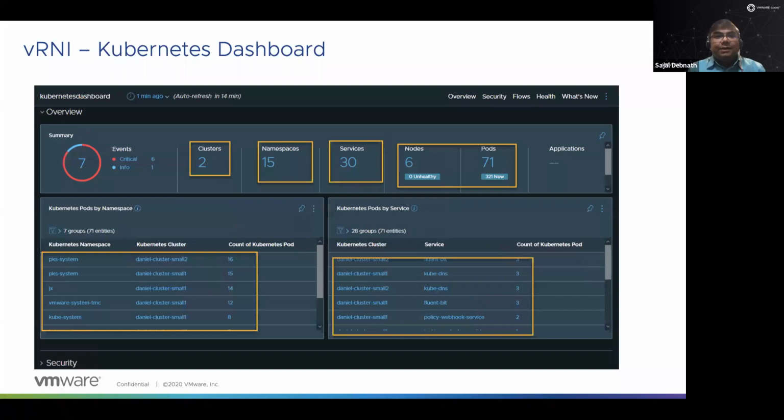vRNI, on the other hand, has out-of-the-box Kubernetes dashboards. All these products have out-of-the-box dashboards. You don't have to configure anything. But then vRNI provides you that network visibility, which no one else provides. It provides end-to-end visibility into the network flow between the components, which is very important for monitoring.